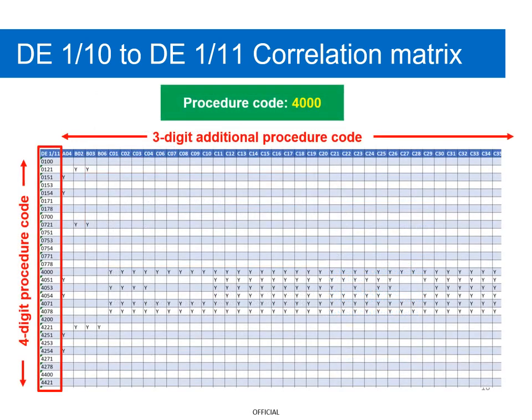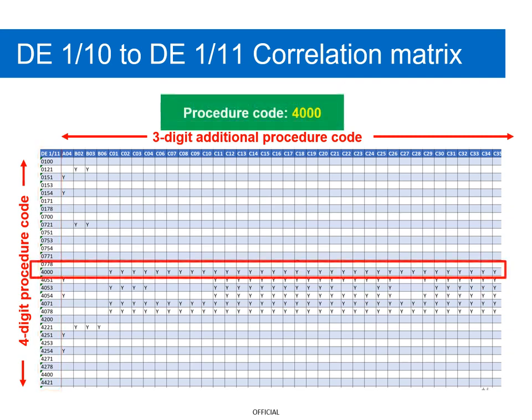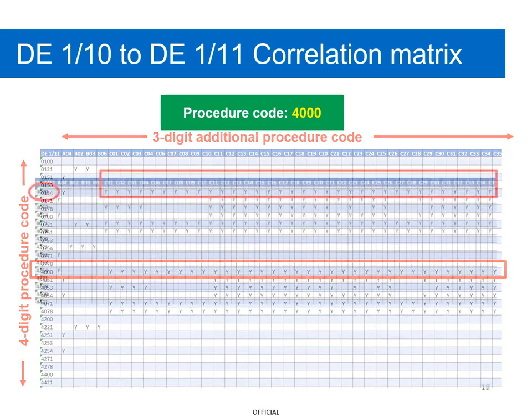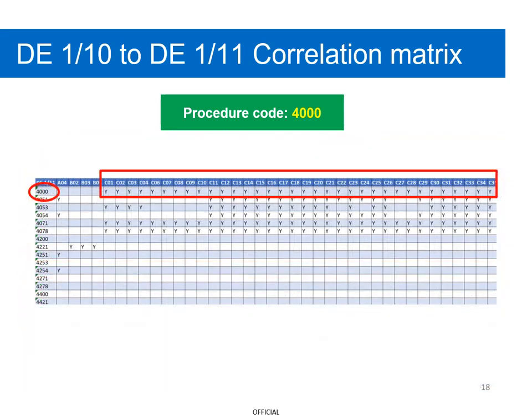She opens the Excel file and searches for the procedure code 4000 in column A. Hallie can now start to identify the possible additional procedure codes. If there is a Y marked in a cell, it means that the corresponding procedure and additional procedure codes match. From this, she can identify that additional procedure codes C01, C02, and so on are compatible with procedure code 4000.